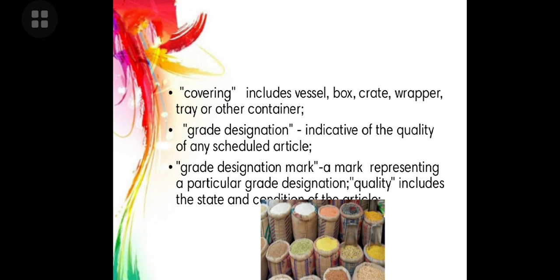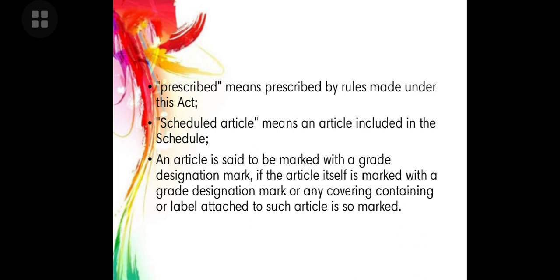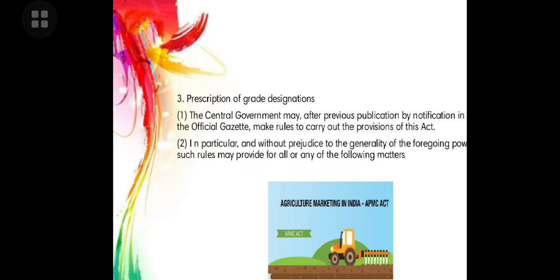Covering includes vessel, box, crate, wrapper, etc. Grade designation is indicative of the quality of any scheduled article. Grade designation mark: a mark representing a particular grade designation quality. It includes the state and condition of the article. Prescribed means prescribed by rules made under this Act. Scheduled article means an article included in the schedule.